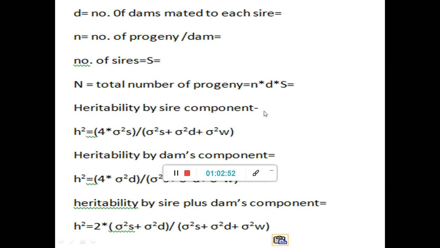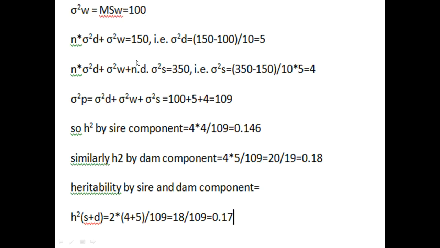Remember, this is the formula for heritability by sire component in full sib correlation, and this is the heritability by dam component for the full sib correlation method: 4 into sigma square D upon sigma square S plus sigma square D plus sigma square W. So heritability by sire plus dam component is equal to 2 into sigma square S plus sigma square D upon sigma square S plus D plus W. So in case of full sib analysis method, you actually have 3 types of heritability. You can calculate 3 heritabilities.